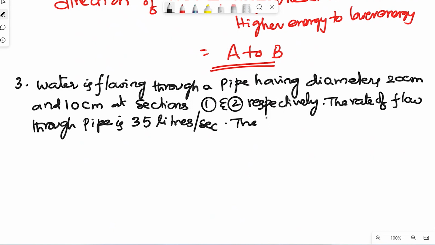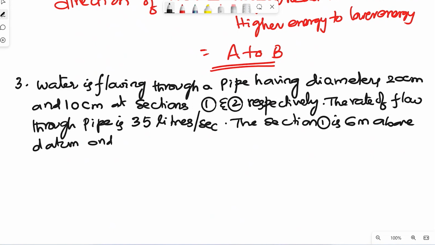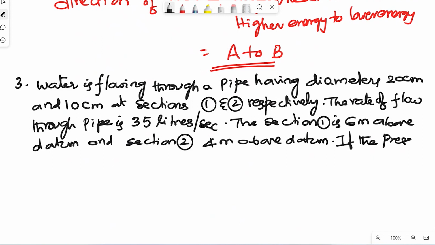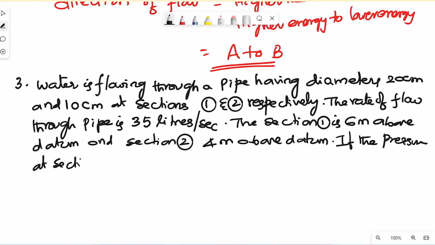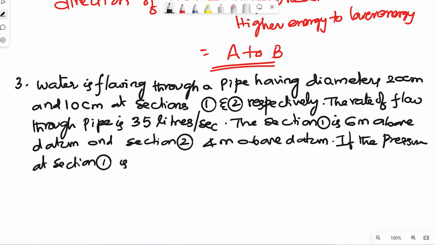Section 1 is 6 meters above datum, and section 2 is 4 meters above datum. If the pressure at section 1 is 39.24 Newton per centimeter square, find the pressure at section 2.